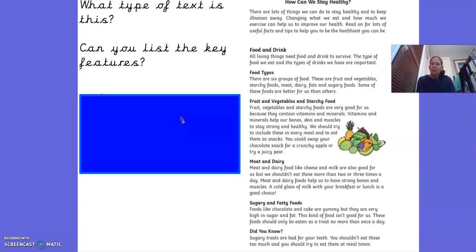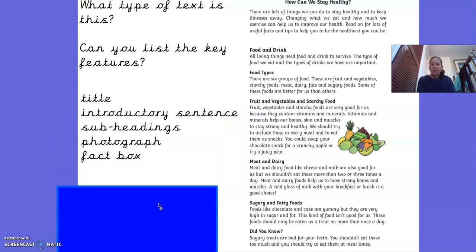Okay, so then we're going to be thinking about the key features in our information text. So our title, here we go, we've got the title at the top. How can we stay healthy? The introductory sentence. So in this information page, the introductory sentence is, there are lots of things we can do to stay healthy and to keep illnesses away.